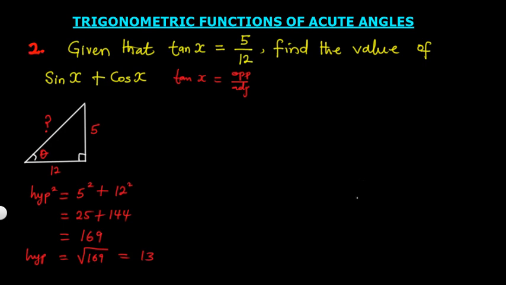Now that we know that to be 13, it's easy for us to say sine x. Remember, sine theta is always opposite over hypotenuse. Since the hypotenuse is 13, the opposite is 5. That will be 5 over 13. And cos theta, that's cos x, is equal to adjacent over hypotenuse, and that will give us 12 over 13.